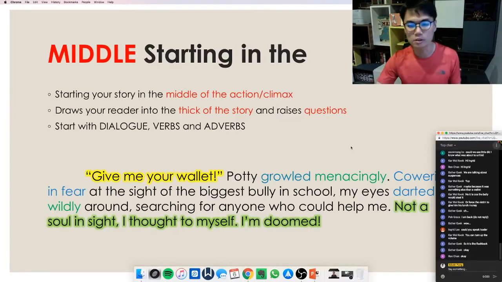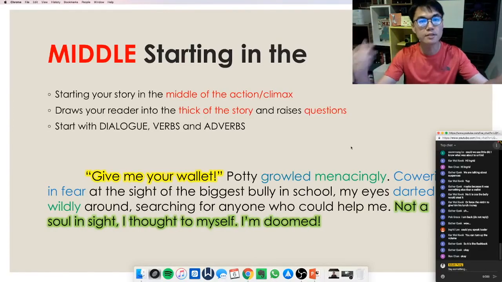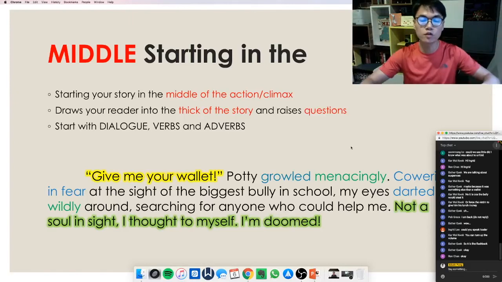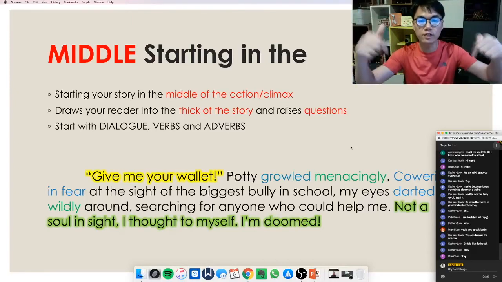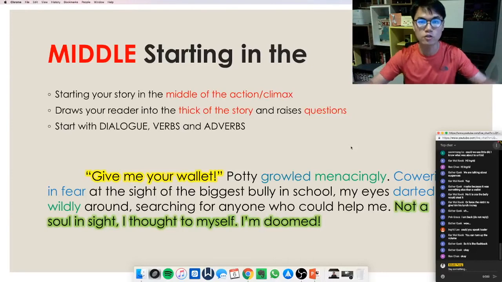So starting in the middle, very important to remember. You must not give the end away. The end only happens at the conclusion, right at the bottom of the story. You want your reader to keep reading to the bottom to find out how the story ends. You don't write it at the beginning. Then you're giving it away.